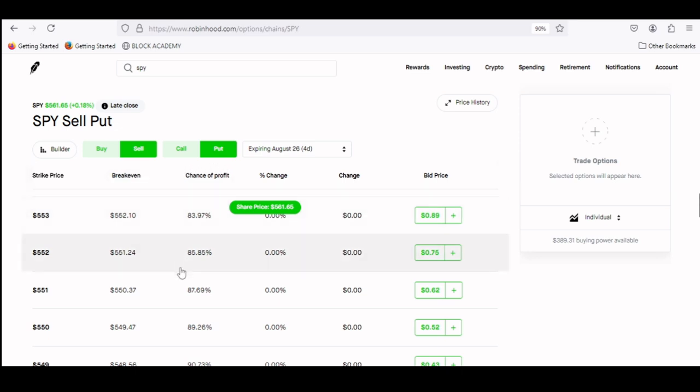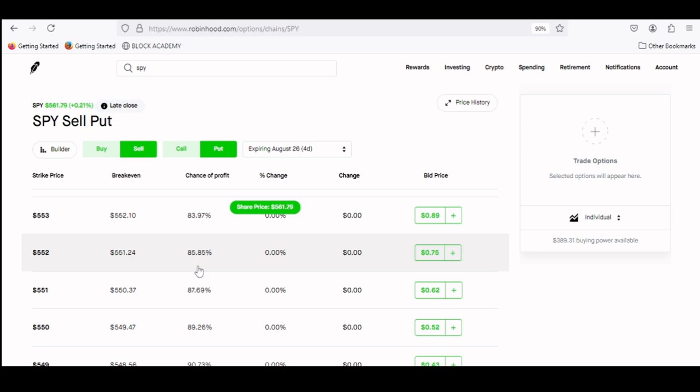So my chance of profitability that I like to use, based on my personal preference, is always an 80% chance or higher. In this case, I'm going with an 85% chance of profitability, which is way higher than the 80% chance, so it fits right into my criteria. The other criteria you can use is either a 1% rule or a 2% rule.